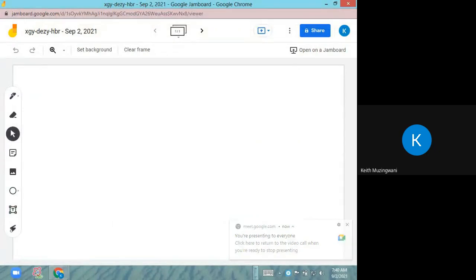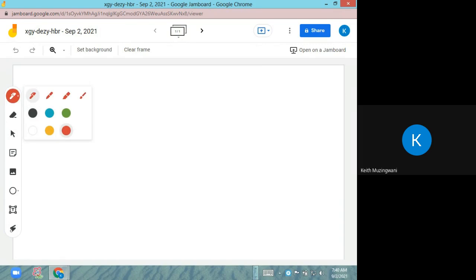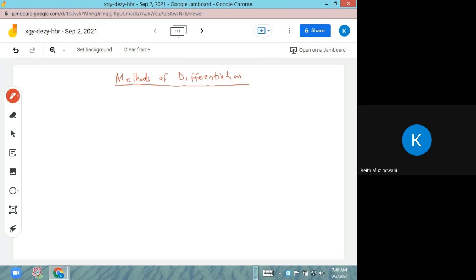Okay, so we have started looking at methods. Methods of differentiation. Then we did the first method.